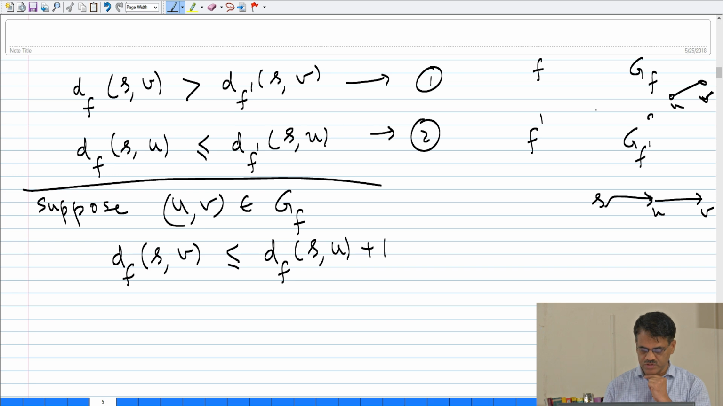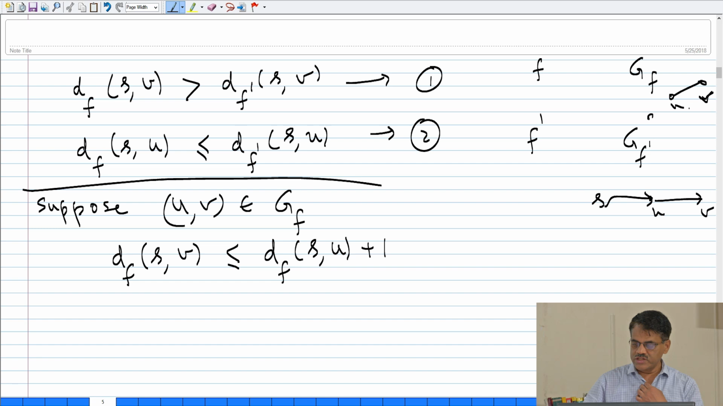Okay. Now, I want to just use some, sorry, because I am looking for a shortest path to V in F. So, one way to obtain the shortest path is to go from S to U, that will take me a distance of df of SU plus that edge UV, assuming UV is in the residual network. Okay. But you should ask why less than or equal to, all I assumed is suppose UV is in GF. So, it may or may not be.